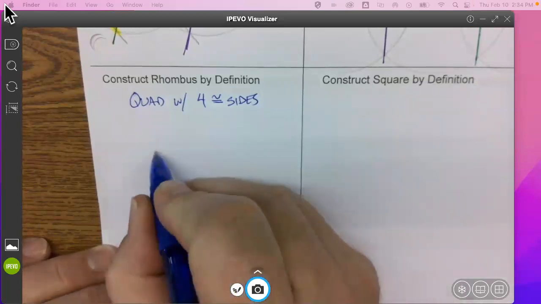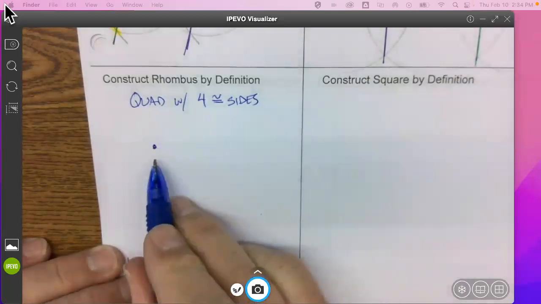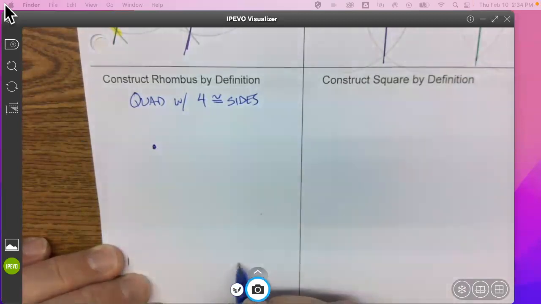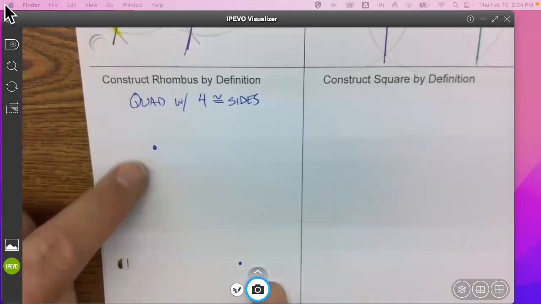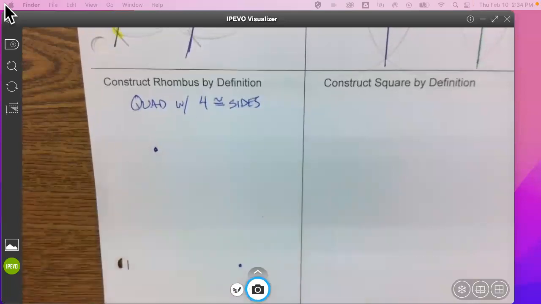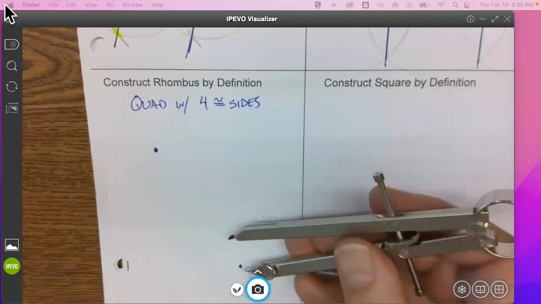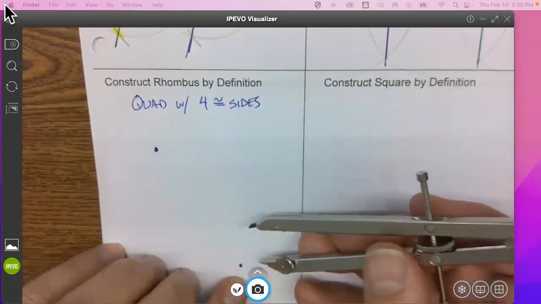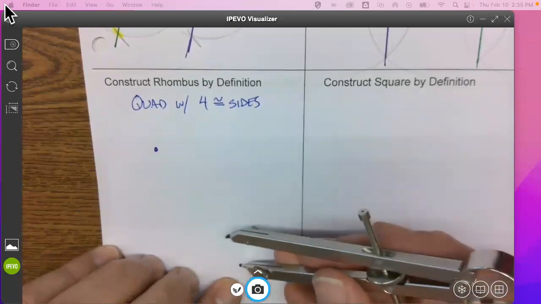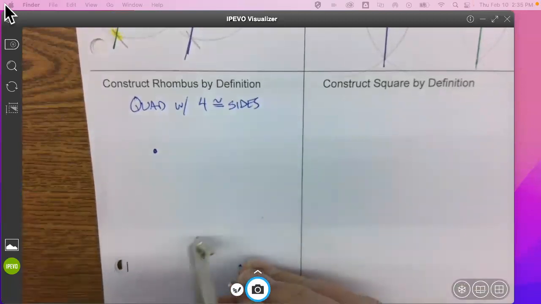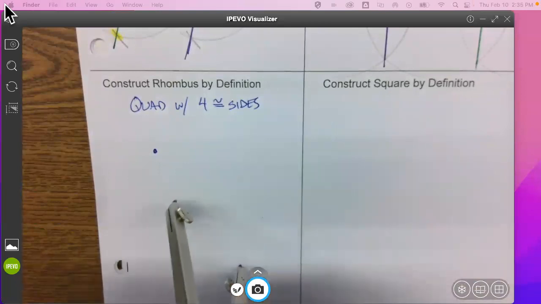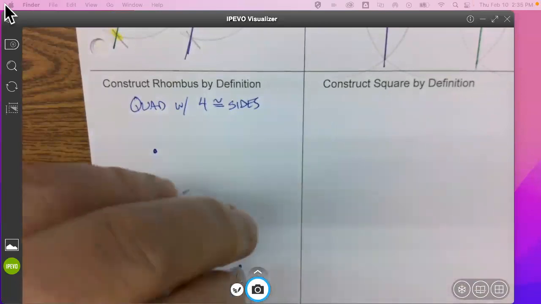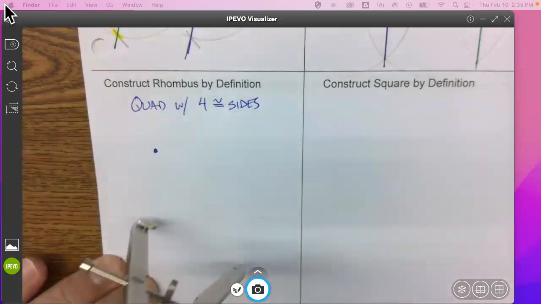This one's really easy. I want you to take a point about there. Take another point about there. Draw 2 points diagonally oriented in your open space. Put your compass needle on the bottom point and open your compass up so that it's more than halfway. And make an arc.